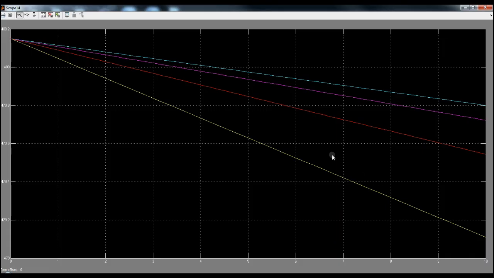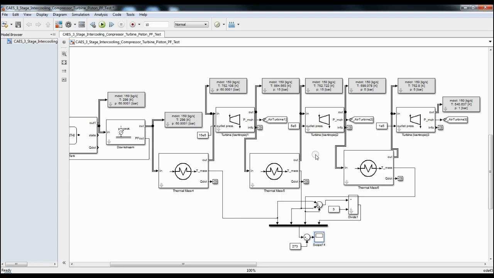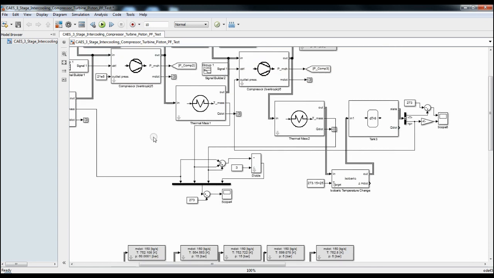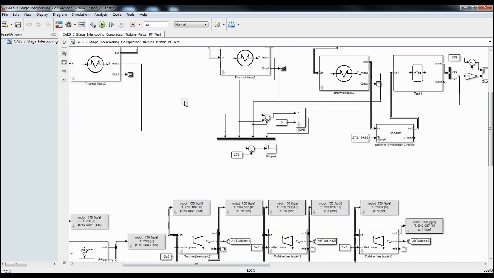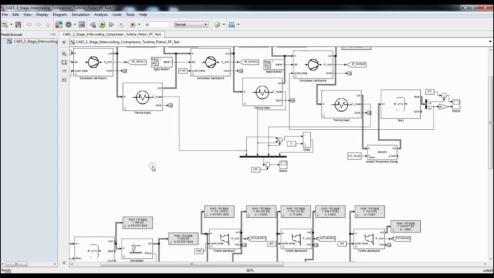If we look at the generation phase, we have something similar, and these thermal masses should be cooling down with respect to time. If we take a look at the plot, sure enough, the initial temperature was a little over 480 C, and the first thermal mass decreases more quickly, and so on. Finally, we're monitoring the turbine power output and the compressor power input for each of the 3 turbines and 3 compressors, and that allows us to calculate the efficiency of the system.